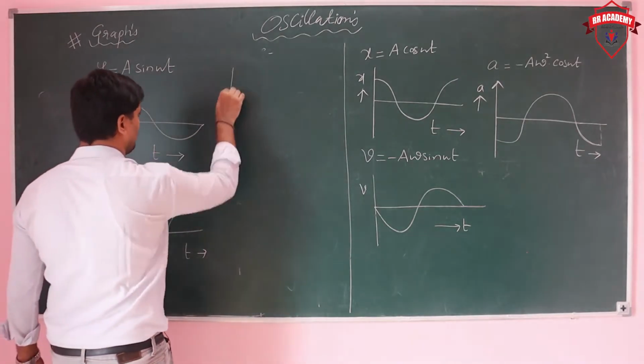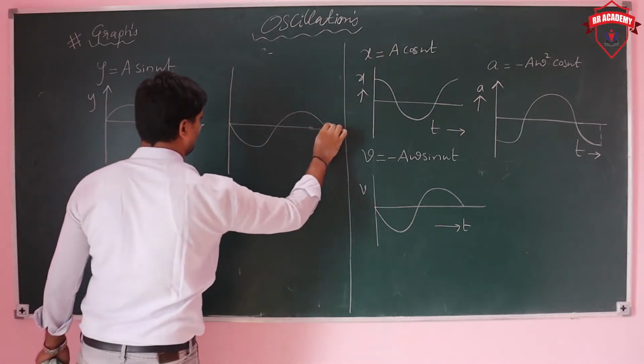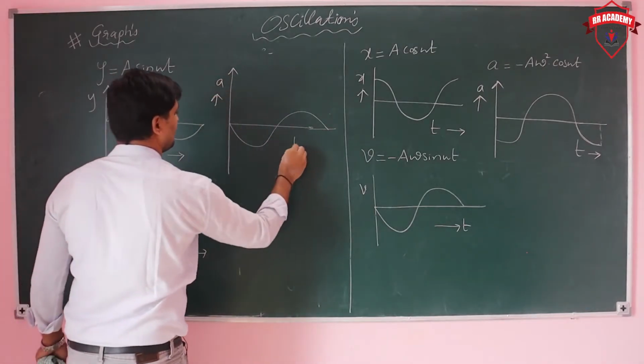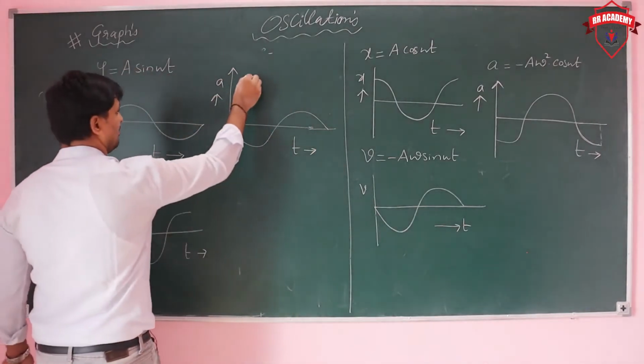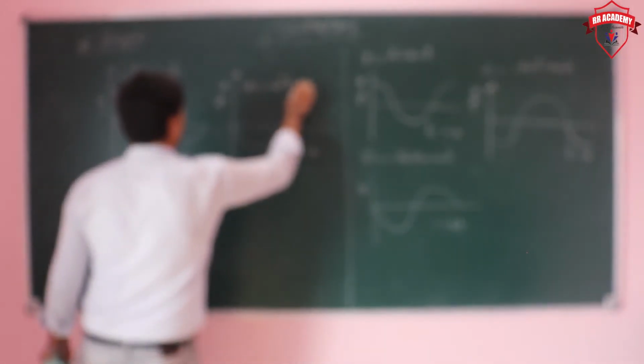And acceleration, what are we taking? This is the acceleration graph. We are considering the acceleration versus time graph. This is a is equal to minus omega square a sin omega t.